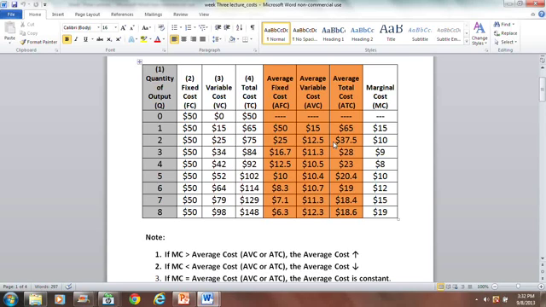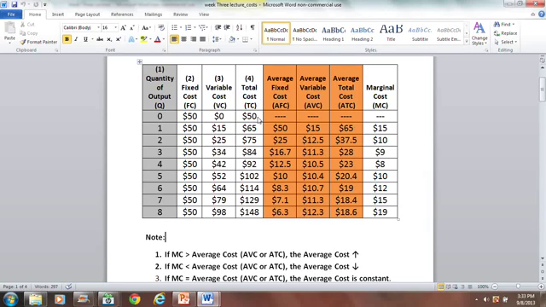So either way you do it, taking the average fixed plus the average variable to get the average total, or taking the total cost and dividing it by the corresponding output, the result would be the same. Now, the marginal cost, again, is telling us the impact of the next unit produced on the business's total cost. How does the total cost change by producing one more unit?